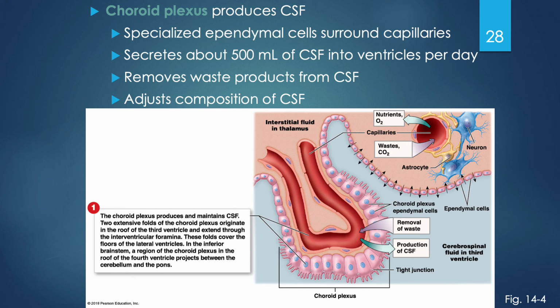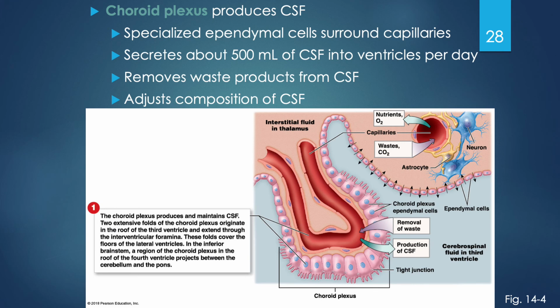Cerebrospinal fluid is produced by the choroid plexus, which includes some specialized ependymal cells that surround capillaries so that they have access to all sorts of different nutrients, fluids, and gases. The choroid plexus is going to secrete about 500 milliliters, or half a liter, of cerebrospinal fluid into the ventricles every day, and it will also remove waste products from our cerebrospinal fluid and adjust the composition of it on an ongoing basis.